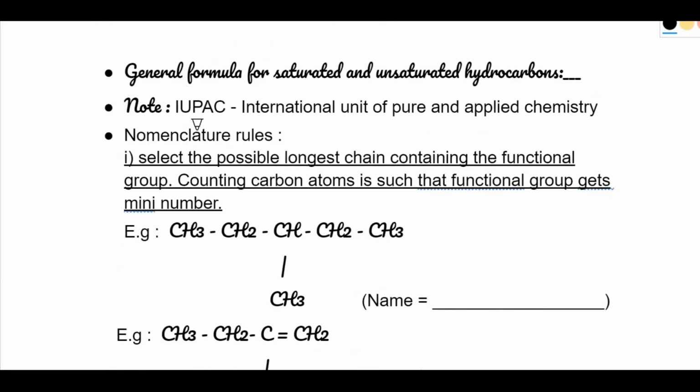Coming to IUPAC names. The general formula for saturated hydrocarbons, meaning alkanes, is CnH2n+2. Unsaturated hydrocarbons, meaning alkenes, are CnH2n. Alkynes are CnH2n-2. So these are the general formulas. That is, in place of n, when you put the natural number 1, you get the first compound. In place of n, if you put 2, you get the second, like that.